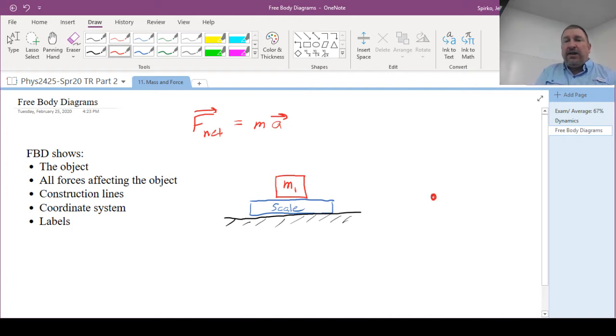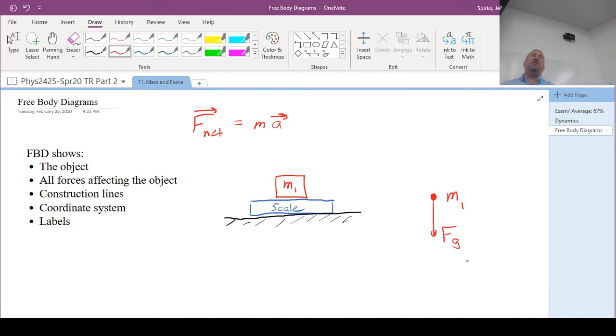Pretty useful. Here's my free body diagram. There is my object, M1 with a label. Now I need to think about all forces affecting the object. A force is anything trying to move M1 or prevent M1 from moving. So definitely we have gravity. Gravity is trying to make M1 go toward the center of the Earth. So we label it with an arrow, and I always call gravity F subscript G.